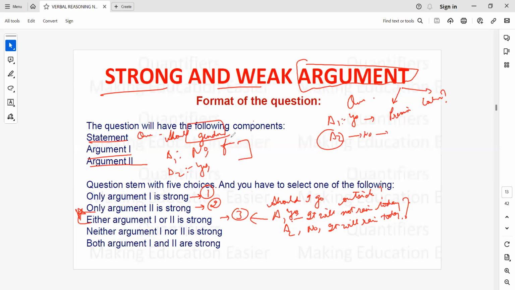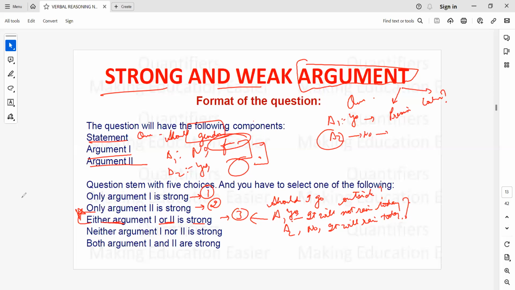Now in this case, both the arguments are strong. Okay, now they cannot go hand in hand together. One time I say no because it will enhance female feticide, and another time I'm saying yes because they have the right to do that. So in this kind of scenario, the answer is either argument 1 or argument 2. So I hope you now understand what this option is. Then the fourth is neither argument 1 nor 2 is strong, or both argument 1 and 2 are strong.